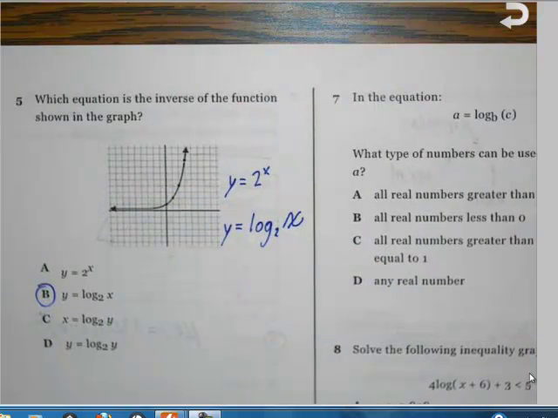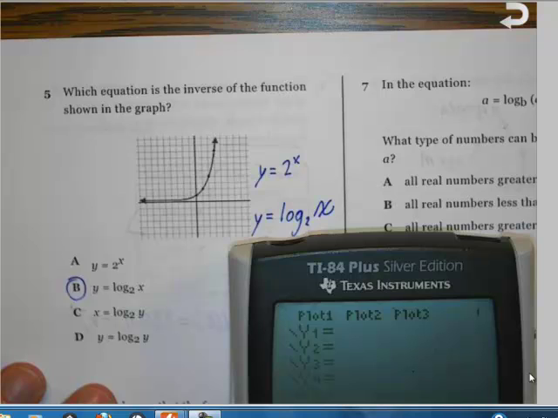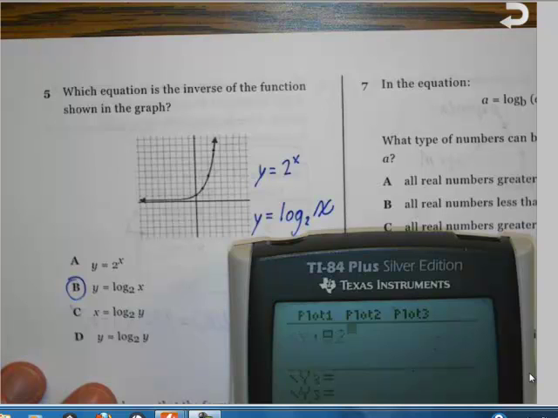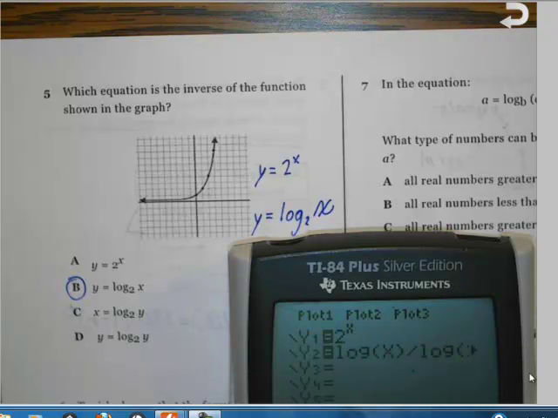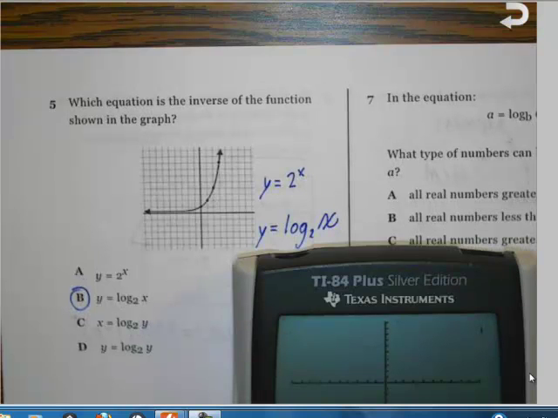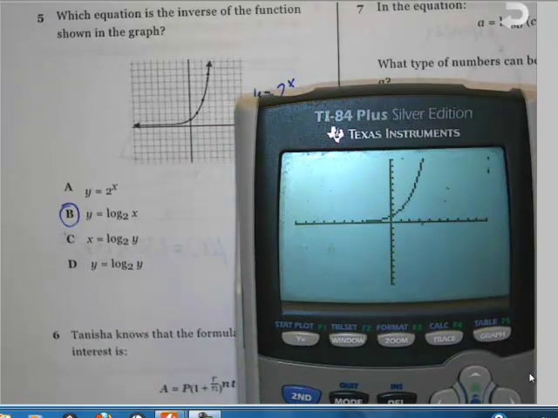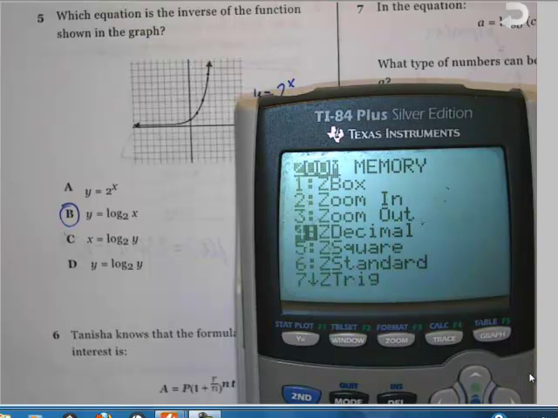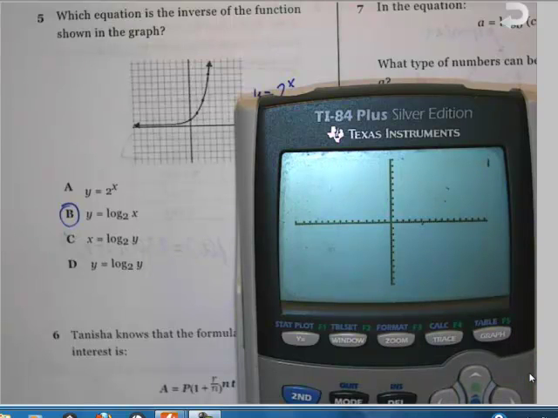Now, if you don't believe me, we can always graph these bad boys. And you can actually say, okay, so you have 2 to the x as your original function. And then you have the log base 2 of x, which is the same as the log of x divided by the log of 2. And they should look like mirror images of each other. There's the first one, and there's the second one. As you can see, if we go to the zoom square, it looks more like inverses of one another.